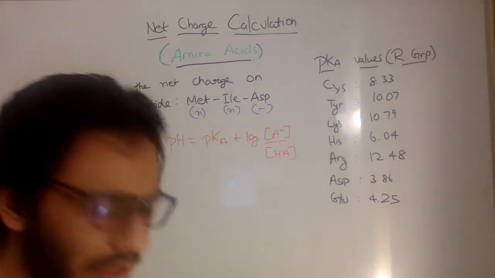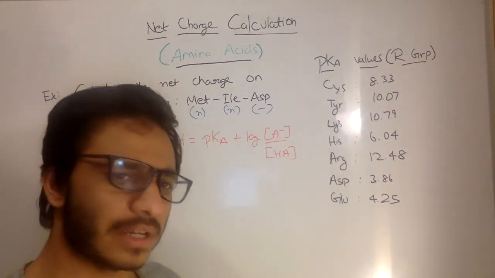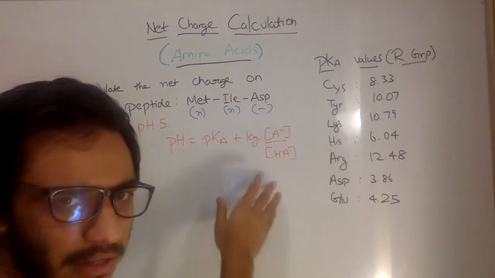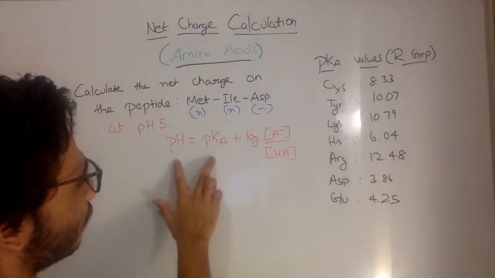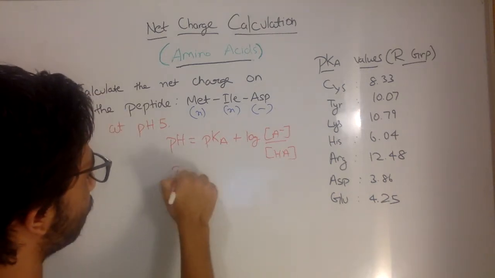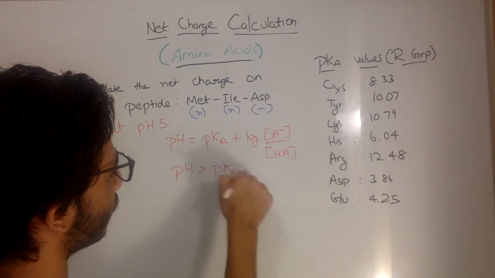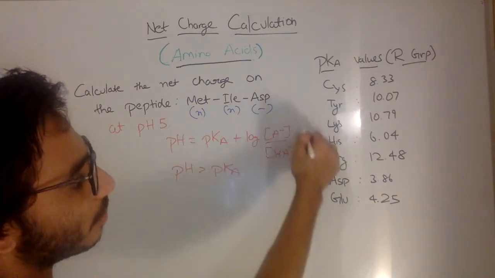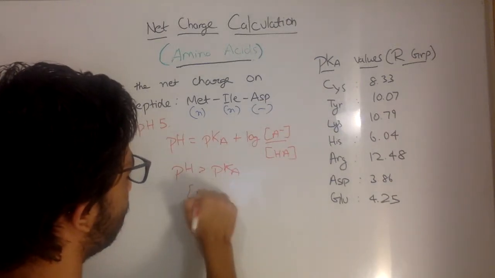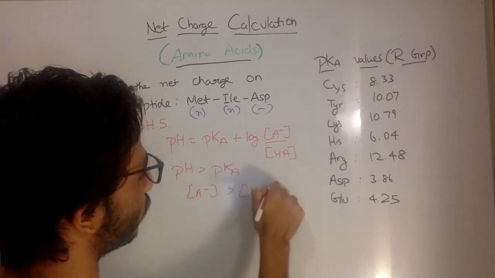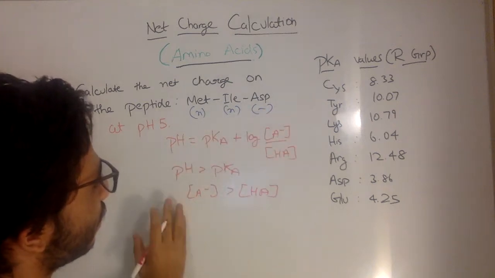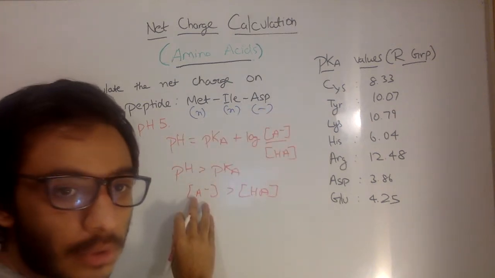So let's say in this case we want to calculate the net charge on these 3 amino acids at pH of 5. From the Henderson-Hasselbalch equation, we can find the relationship between pH and pKa. If pH is greater than pKa, that means we have the deprotonated form of an amino acid present, so the concentration of the deprotonated form is higher than the protonated form. So these amino acids will exist in their deprotonated form.